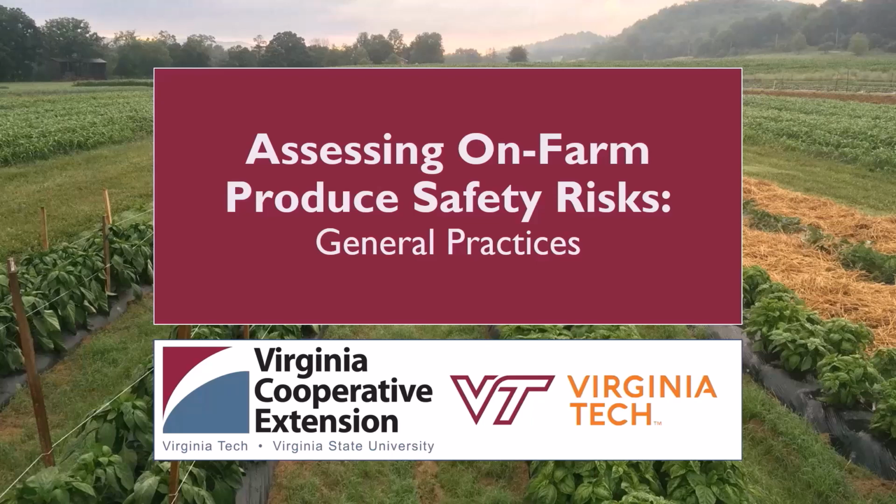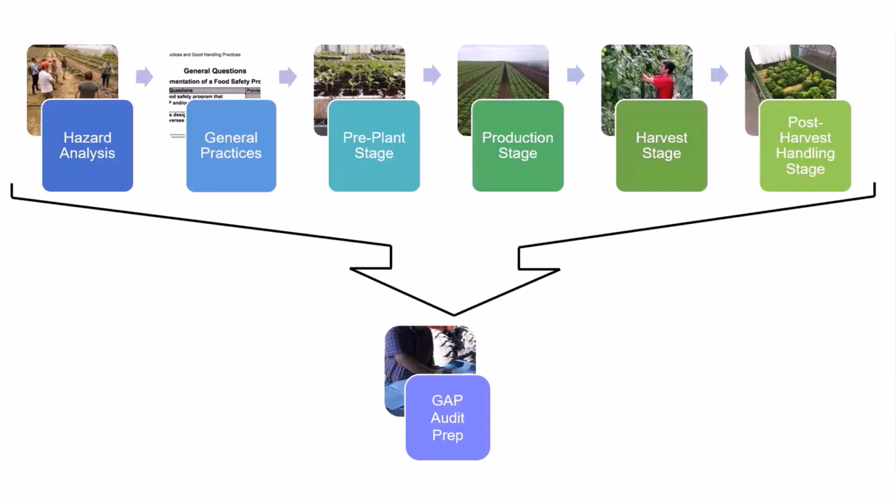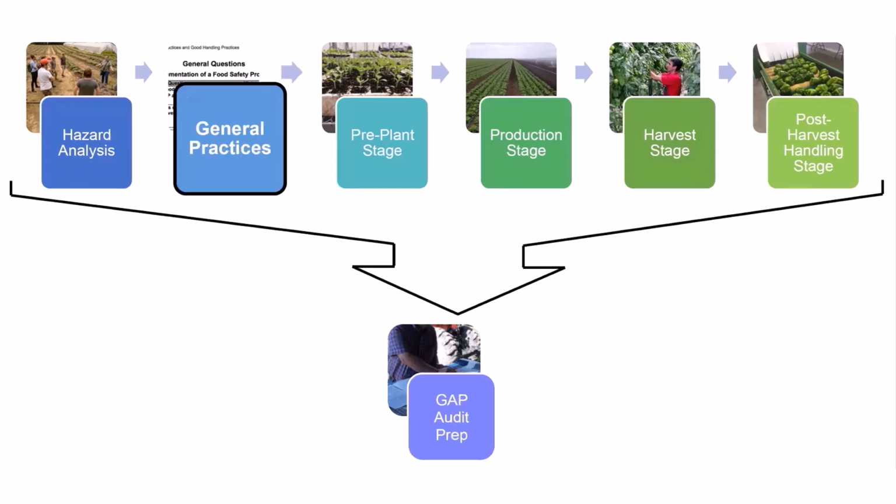Welcome to this module, Assessing On-Farm Produce Safety Risks, General Practices. This module is part of a series to assist you in creating a food safety program and preparing you for a gap audit. These videos are based off a series of 7 fact sheets available through Virginia Cooperative Extension. Today, we will be discussing the second step, which is addressing the general practices of your operation.